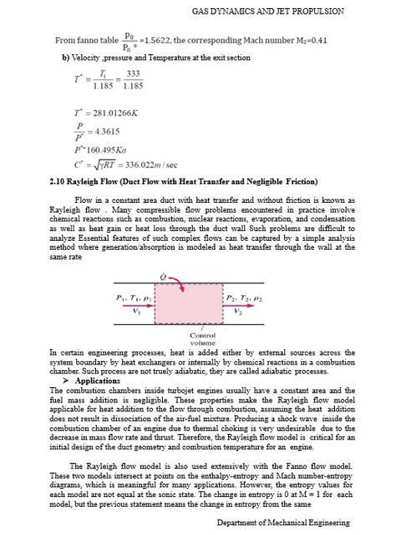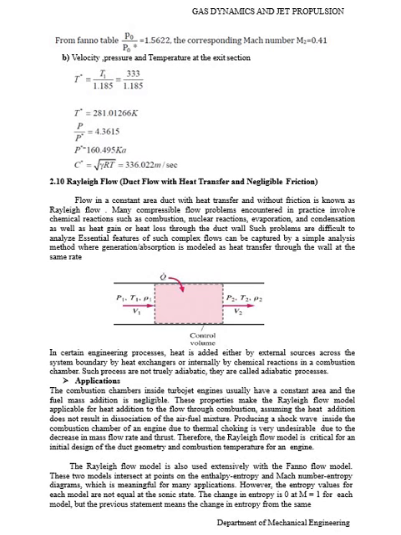Such problems are difficult to analyze. The essential feature of such complex flow can be captured by a simple analysis method, where generation or absorption is modeled as heat transfer through the wall at the same rate. So this is the picture. It is a control volume. In certain engineering processes, heat is added either by external sources across the system boundary, by a heat exchanger, or internally by chemical reaction in a combustion chamber. Such processes are not truly adiabatic.